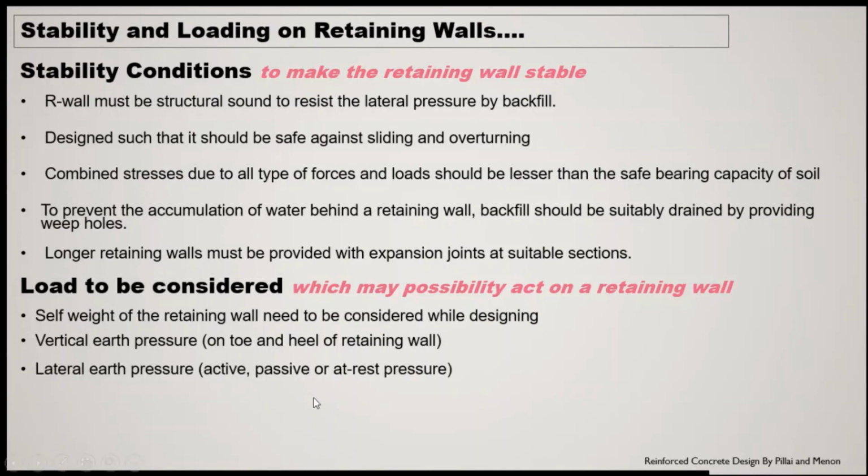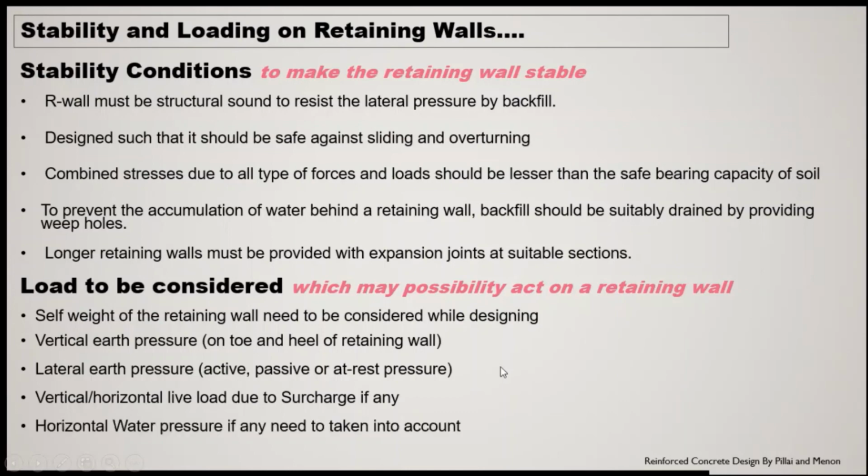Then third point is lateral earth pressure. Now lateral earth pressure may be active earth pressure, passive earth pressure, or at-rest condition. So we have to take into consideration lateral earth pressure while we design a retaining wall. Vertical and horizontal live load, which may be due to surcharge or any reason, need to be incorporated in the design. Horizontal water pressure. If there is water, that means if the soil behind the retaining wall is saturated, or depending on the condition of the soil, you have to take into consideration the water pressure. Vertical uplift pressure due to water table, if any.